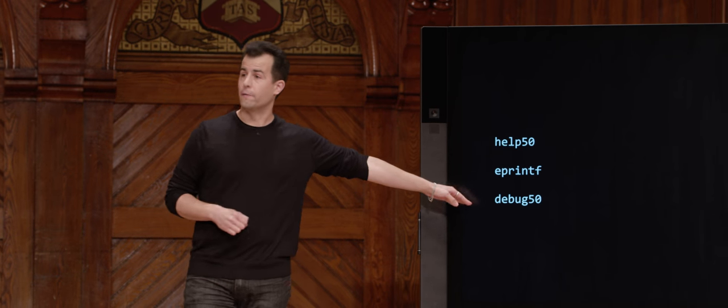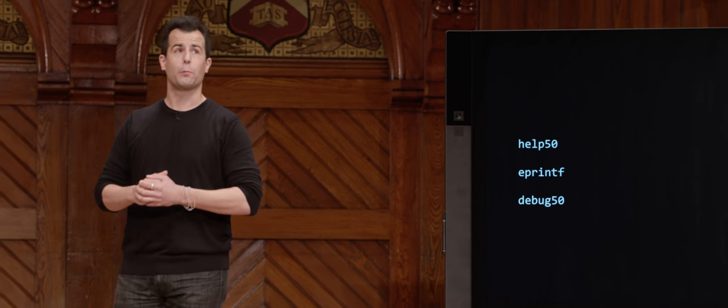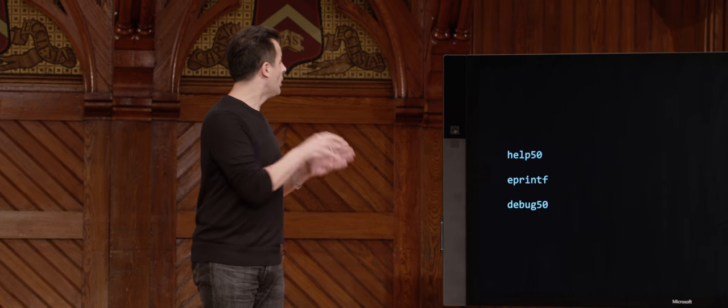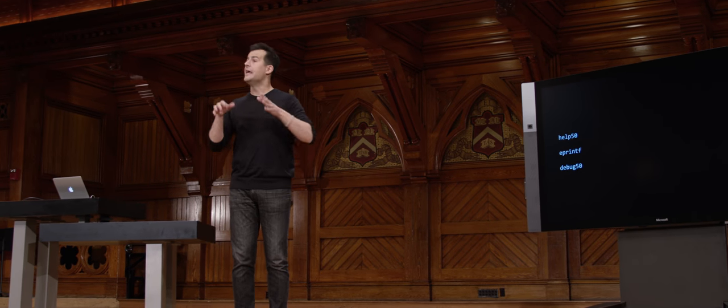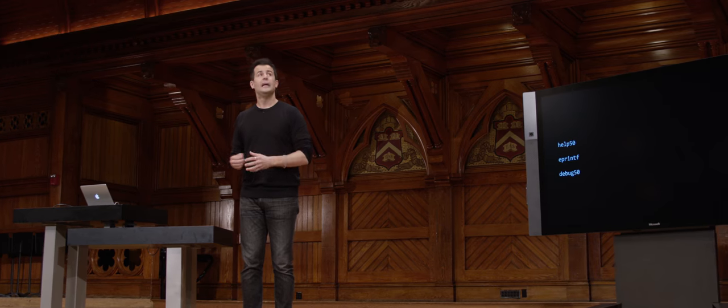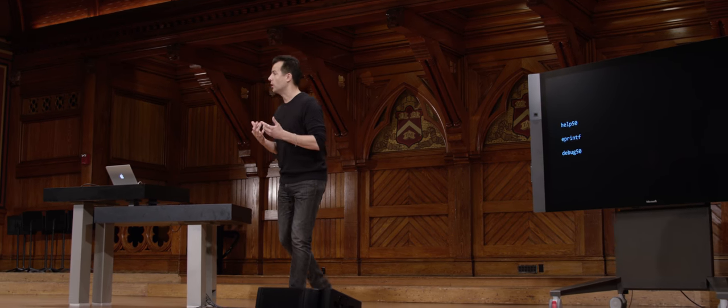And then lastly, debug50, which is the most sophisticated of these programs. And debug50, when you run it at the command line, followed by the name of your program in the usual way, it's actually going to open up what's called a debugger, a graphical user interface that CS50 staff put together that will actually let you step through your code, see variables, and generally understand it better.